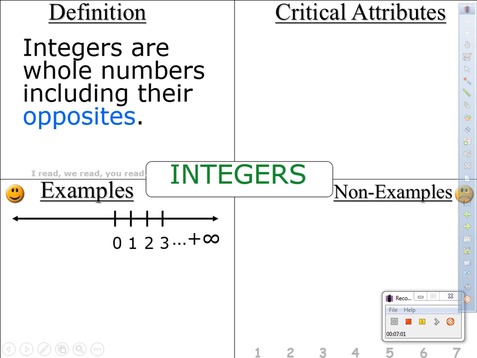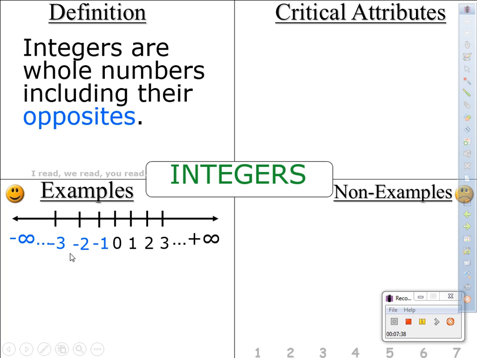So far so good? Let's see if we got this so far. According to the definition, integers are whole numbers including their opposites. Do we know what whole numbers are? Yes. Counting numbers including 0. But it says include their opposites. So what would be the opposite here? -1, -2, -3, ... to negative infinity. And now we have integers here.